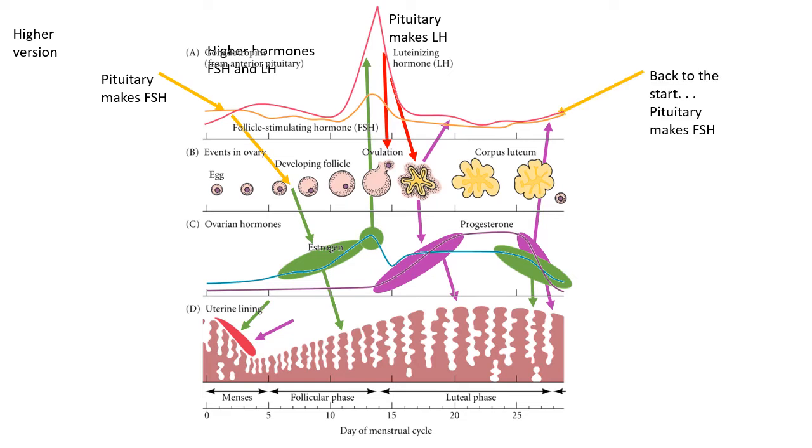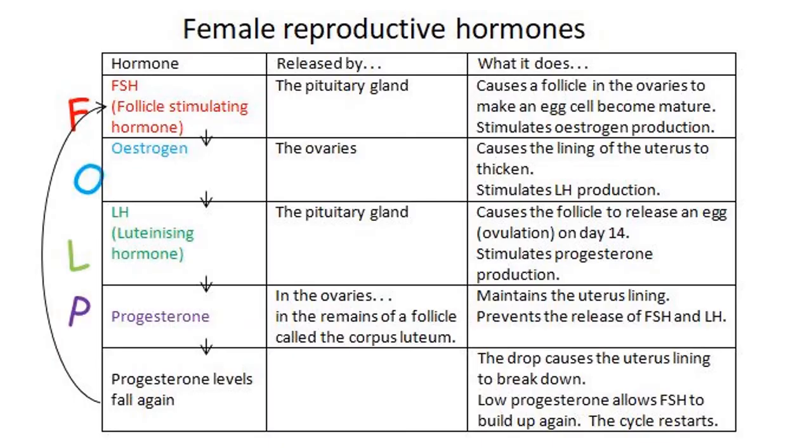The follicle stimulating hormone is starting to go higher again, which causes another follicle to start developing, and so we go on. You should be able to look at that and annotate it and talk about it and have a reasonably good idea what's going on, and maybe draw some arrows on it. It is complicated, I totally accept it's quite a difficult thing.